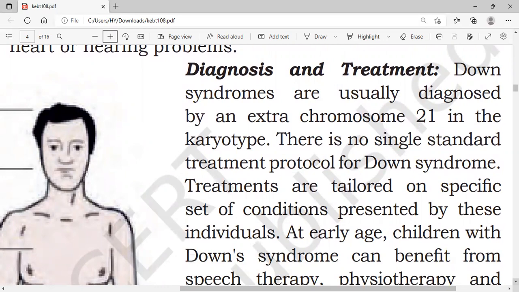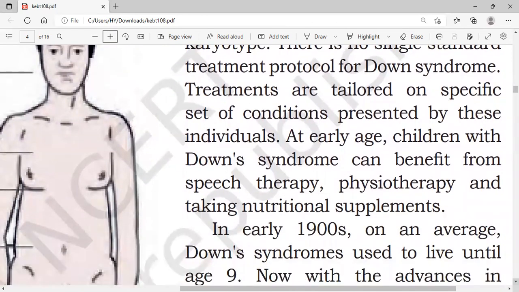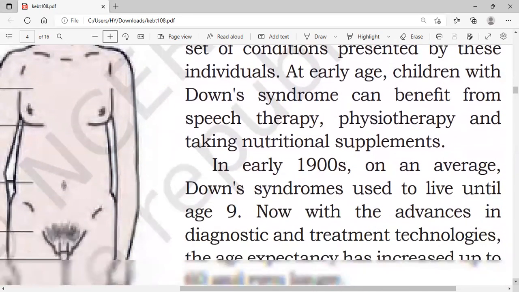Diagnosis and treatment. Down syndrome is usually diagnosed by an extra chromosome 21 in the karyotype. There is no single standard treatment protocol for Down syndrome. Treatments are tailored to the specific set of conditions presented by these individuals. At an early age, children with Down syndrome can benefit from speech therapy, physiotherapy, and nutritional supplements.